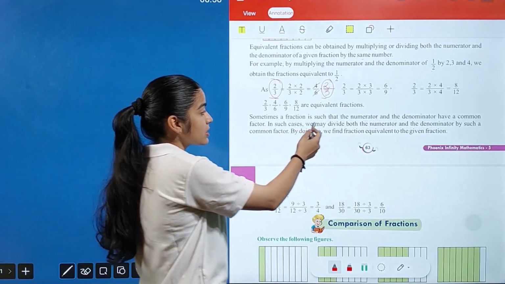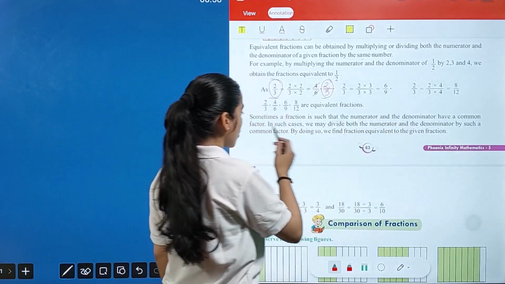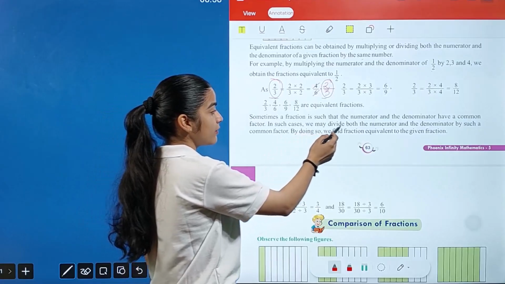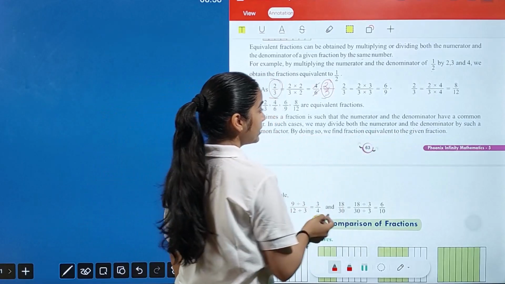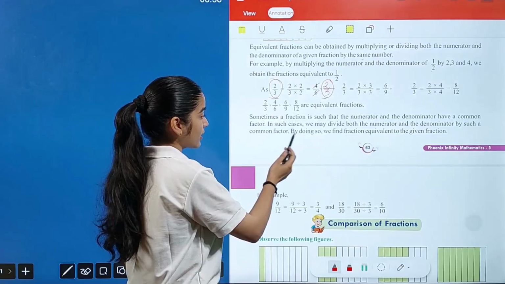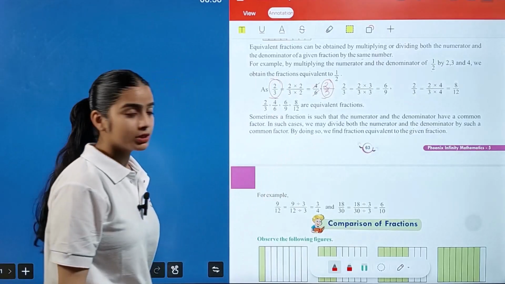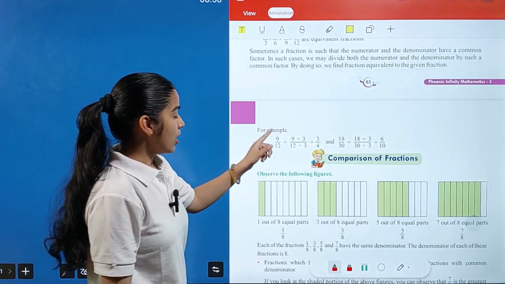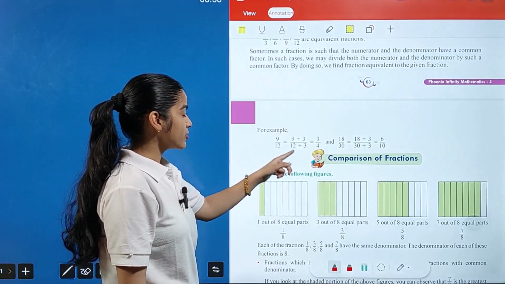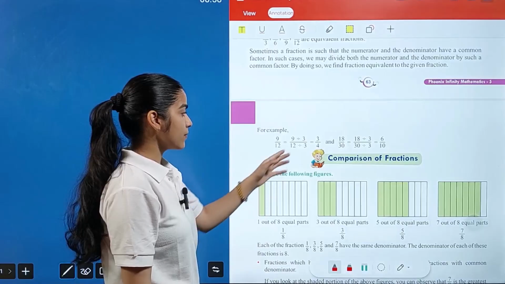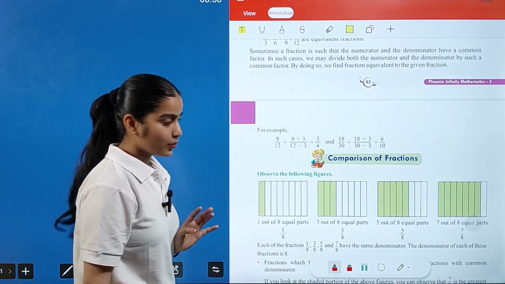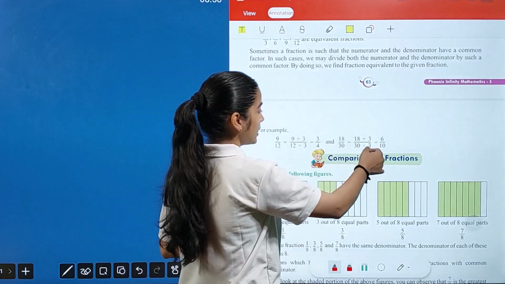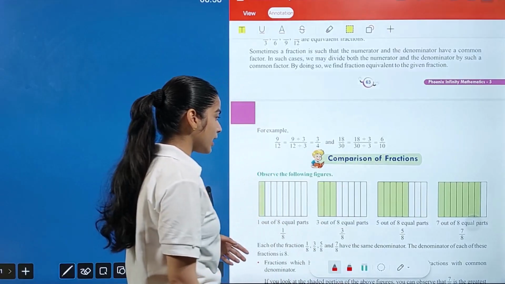Sometimes a fraction is such that the numerator and the denominator have a common factor. In such cases, we may divide both the numerator and the denominator by such a common factor. By doing so, we find a fraction equivalent to the given fraction. For example, in this case, 9 by 12. So how can we solve it? 9 by 12, we just divide it by 3. So we will get our answer. Okay. In 18 by 30, we divide it by 3, we get our answer.